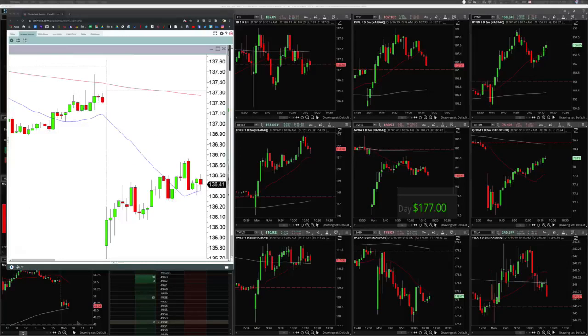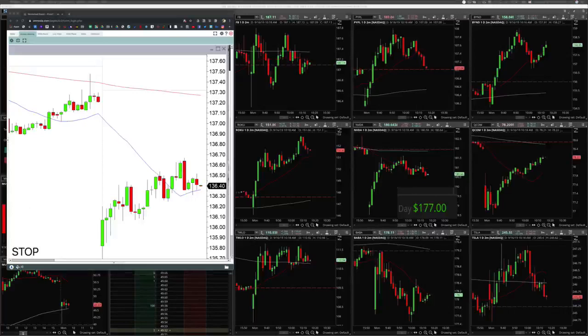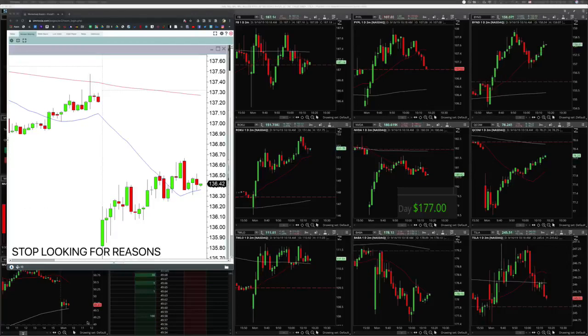Is it valid to tweak the plan to enter on the first pullback? Oh, that's the question. You mean like not to trade off the open? Is that what you mean? Okay. So he's just asking, is it okay to not take the opening trade and to wait for the pullback trade? Yes, it is okay.